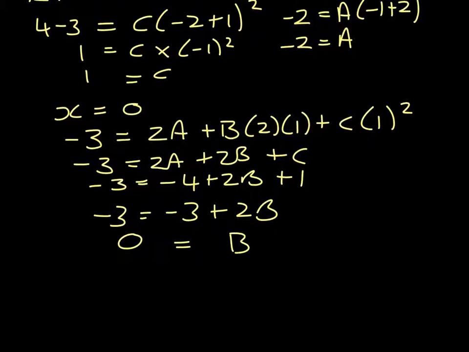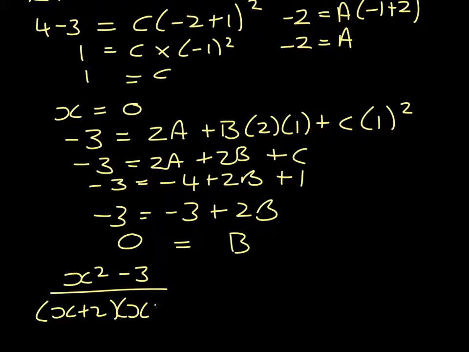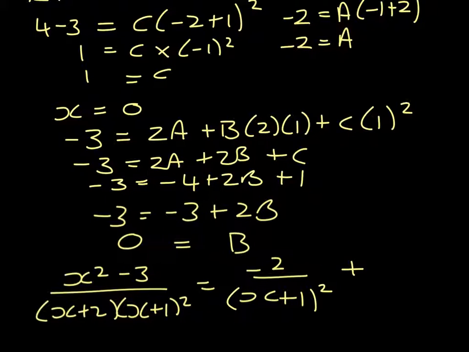The important thing at the end then is to write out our answer. So x squared minus 3 all over x plus 2 upon x plus 1 all squared must equal a plus b, which is 0, so we don't add it in, plus c over x plus 2.